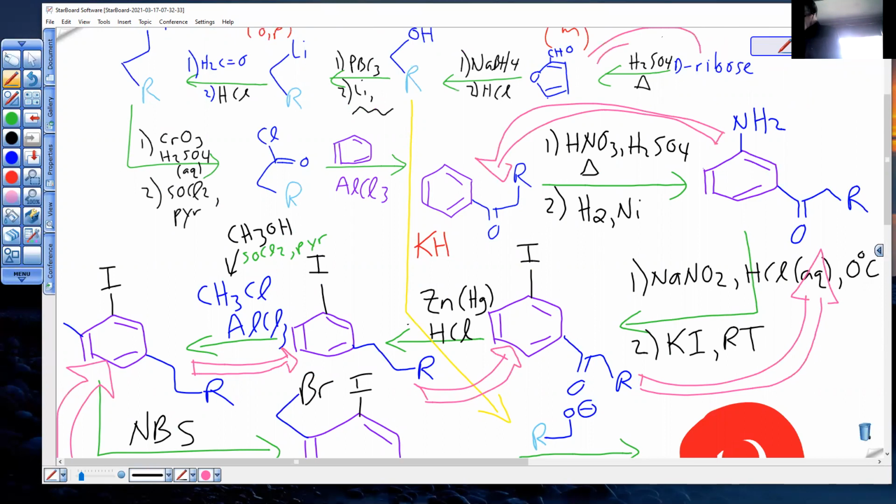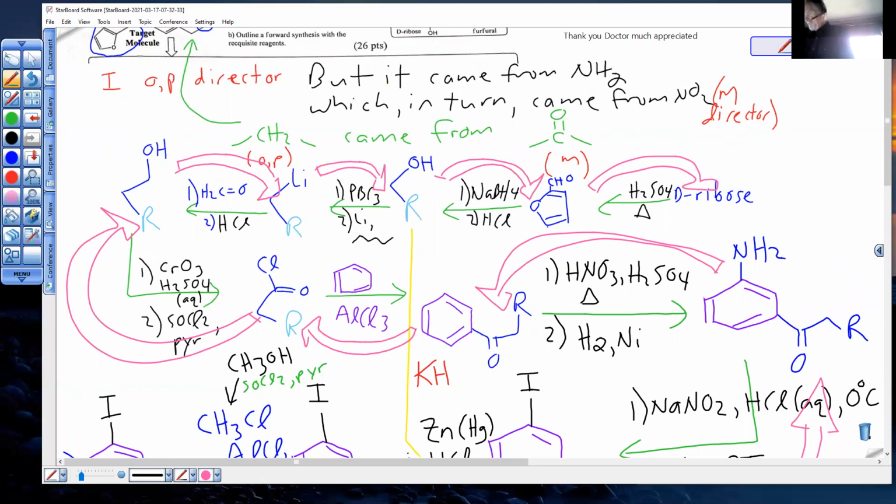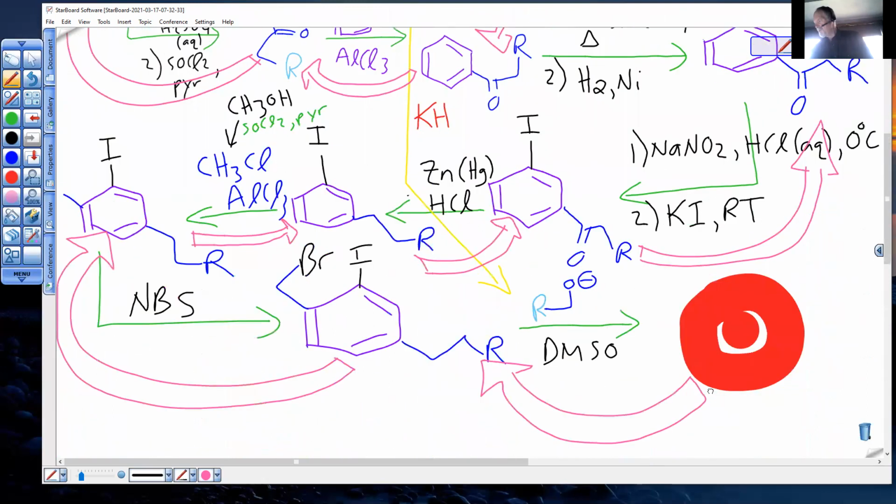And this came from D-ribose. And this came from furfural. That's the name of the aldehyde. And that came from benzyl alcohol, or a benzyl-ish alcohol. Yeah, this is a lot of work. And where are we at now? This came from here. And this came from here. And I think that covers this whole retro problem.